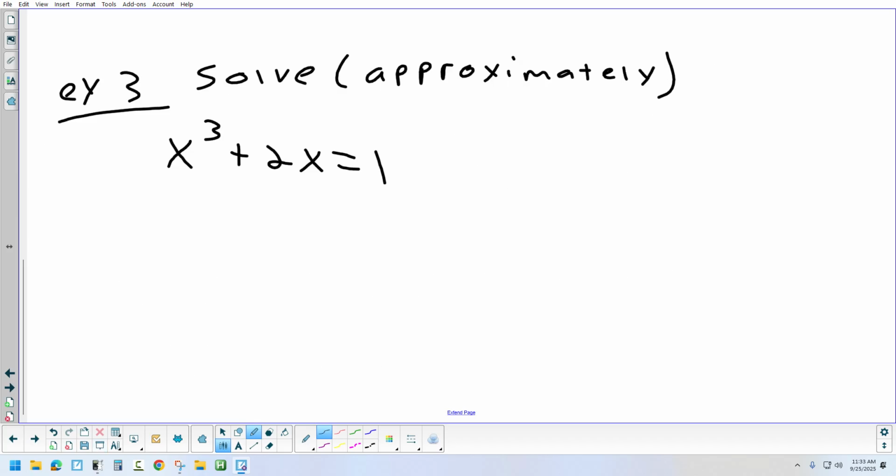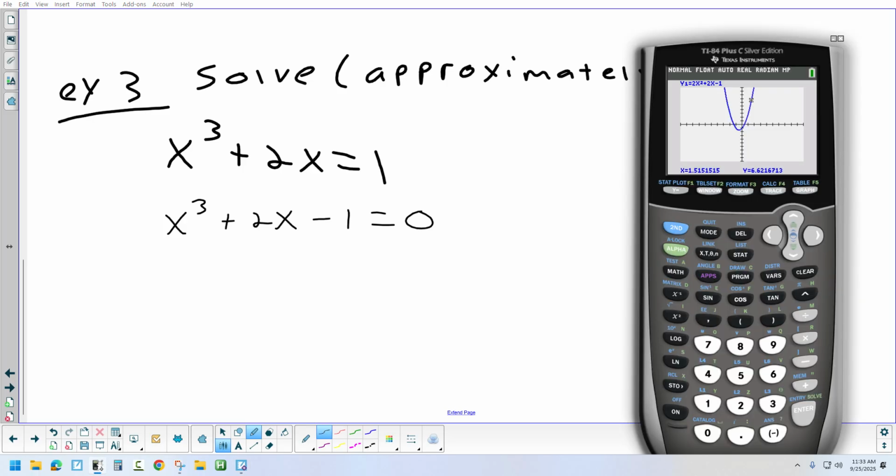Okay, so this is one that you couldn't use quadratic formula for because it's not quadratic. So you have to know how to do it on the calculator. Okay, what's the first step to doing it on the calculator? Yes. Set the equation to 0. Set it equal to 0. Okay, so now I've got it equal to 0. What's my next step?